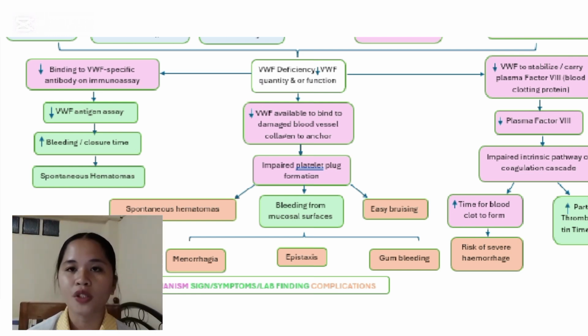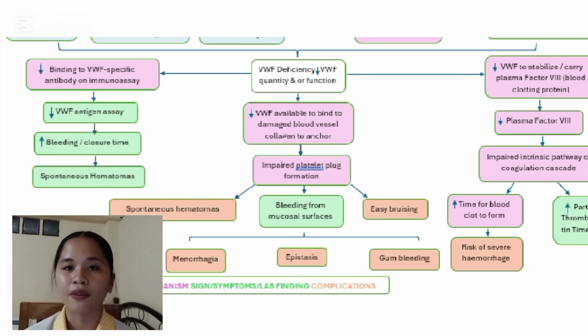And this results in decreased von Willebrand factor available to bind to damaged blood vessel collagen. The von Willebrand factor plays a critical role in clotting by binding to collagen exposed at the blood vessel injury site. This binding action helps the von Willebrand factor anchor to the blood vessel wall, which serves as a scaffold to attract the platelets to the injury site.